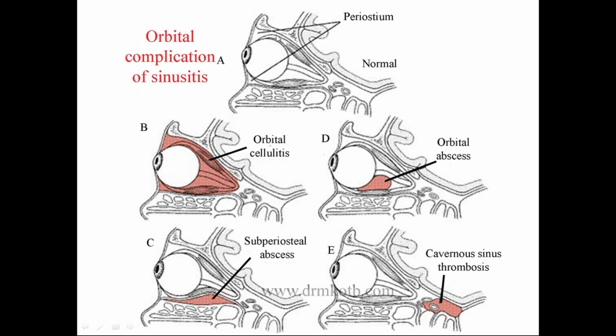It is the periosteum, and A is the normal picture. The second one is the orbital cellulitis. The third one is the orbital abscess, where there is a collection of purulent material within the orbital apex. The next one is the subperiosteal abscess, where the periosteum lining the orbital cavity is not breached, so there is a collection of purulent material between the periosteum and the bony contents. Next is the cavernous sinus thrombosis, where there is involvement of the superior or inferior ophthalmic vein. It can spread to the cavernous sinus and lead to cavernous sinus thrombosis.